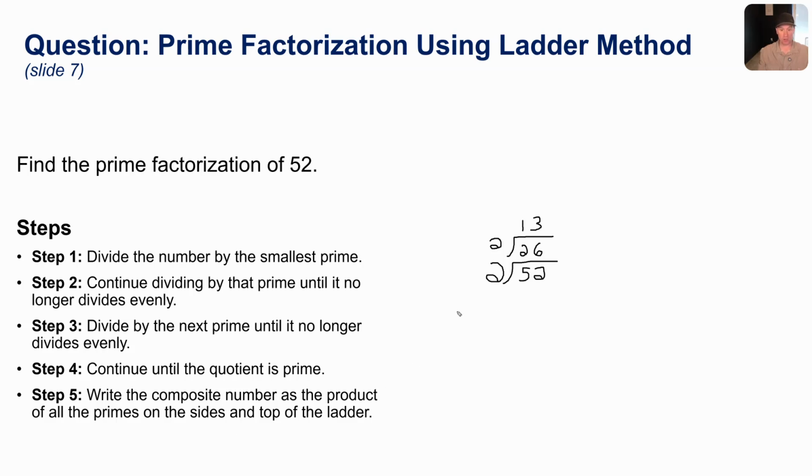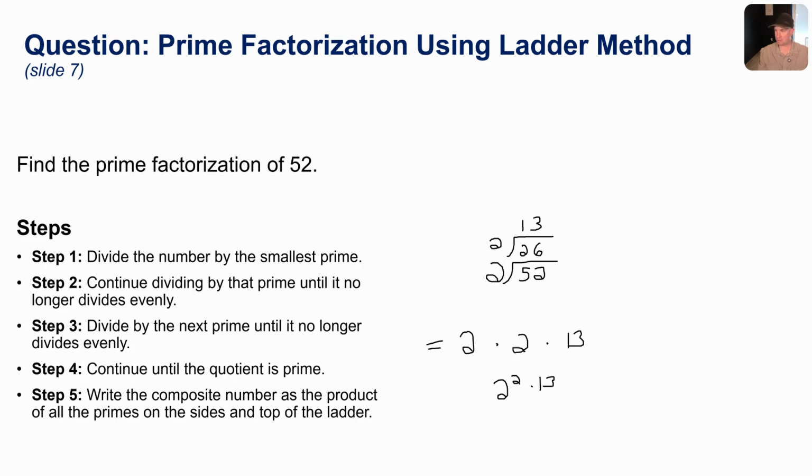So we're now going to look at the sides of the ladder. This is 2 and 2, and the quotient at the top of the ladder, that's 13, and we can write the product of all the primes. So 2 times 2 times 13, and we get 52. Again, you can write this in exponential form as well: 2 squared times 13.